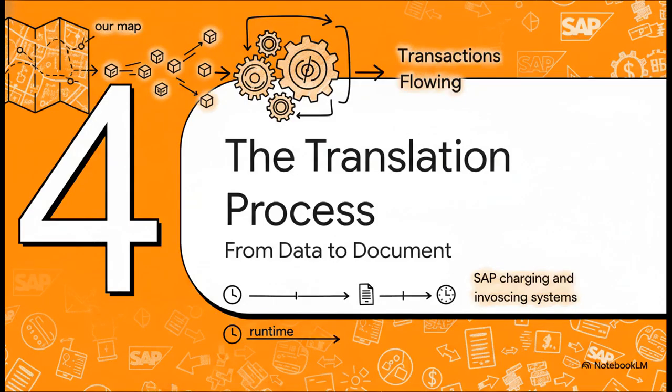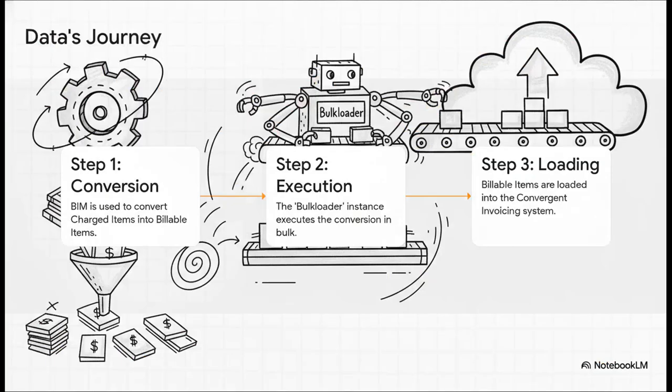Okay, so we've got our map, we've got our bridge. But how does the data, the traffic, actually make the journey? Let's take a look at the translation process when the system is actually up and running. So when the system is live and transactions are flowing, a special, dedicated process called the bulk loader takes over. Think of it as a super efficient data courier. It uses that billable item mapping we defined to convert all the charged items into billable items in bulk. Then, it loads these newly translated items directly into the Convergent Invoicing system, ready for the next step.